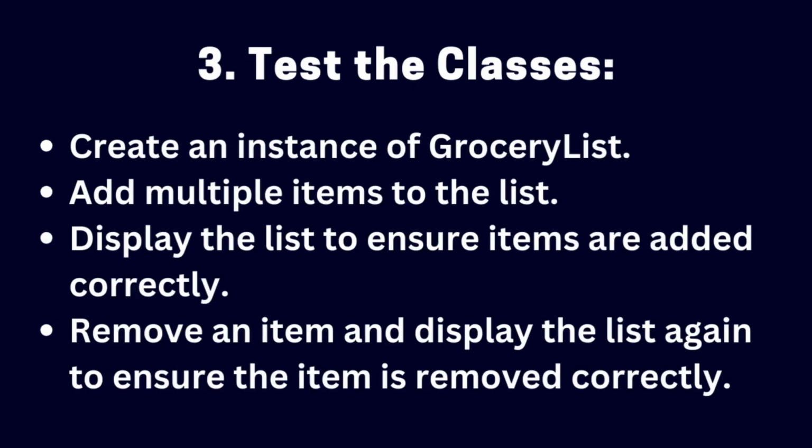The third task is to test the classes. Create an instance of grocery lists. Add multiple items to the list. Display the list to ensure items are added correctly. Remove an item and display the list again to ensure the item is removed correctly. By completing this exercise, you will gain hands-on experience with ES 2022 private properties and methods, enhancing your understanding of abstraction and encapsulation in JavaScript.